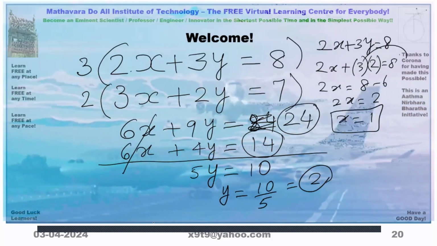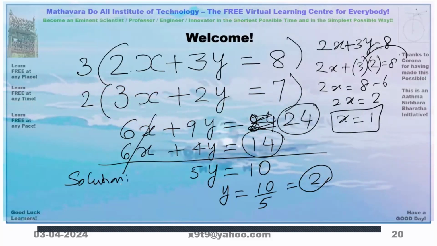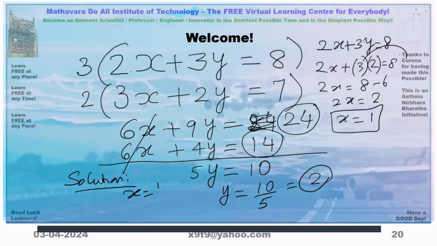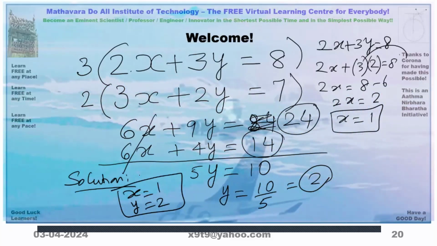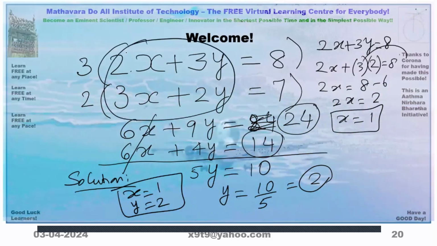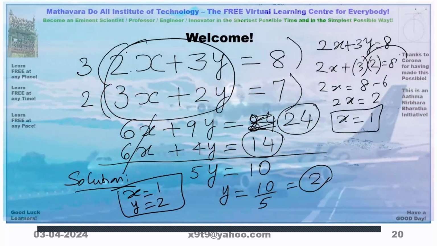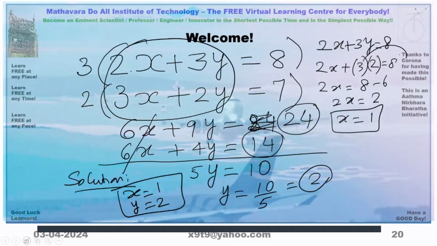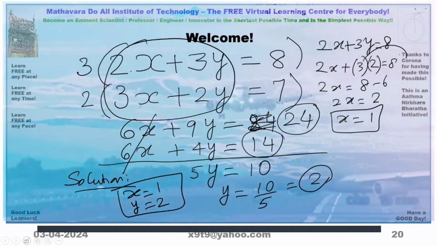So the solution is, we will write x is equal to 1, y is equal to 2. Solving these equations. So shall I erase this one? Yeah.